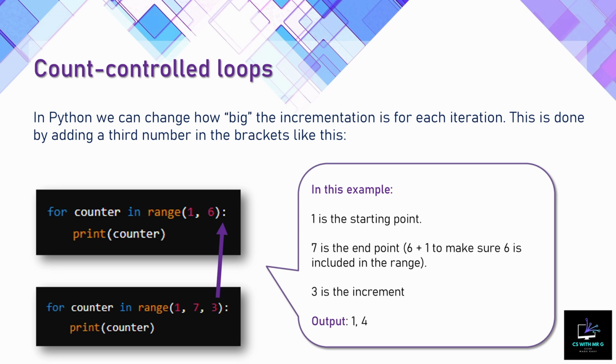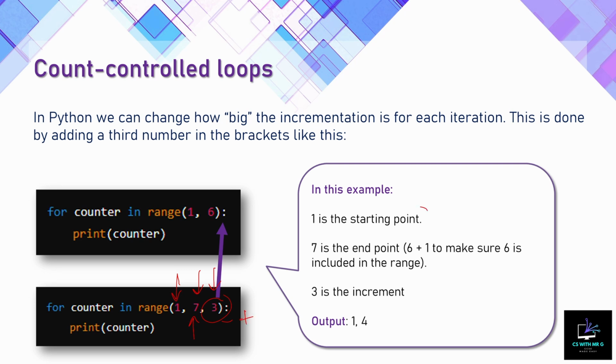What we can also do in Python is decide how big the incrementation is. So each time it loops around, how big the number jumps when it's counting to the upper limit. In this example you can see I've added a 3 to the end, so now I've got 3 numbers inside the brackets. Just to make it a bit easier to understand, I've changed this one to a 7, so it should loop 6 times. But the 3 indicates how big the number is going to jump by.